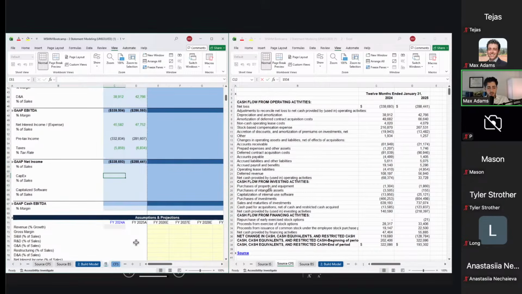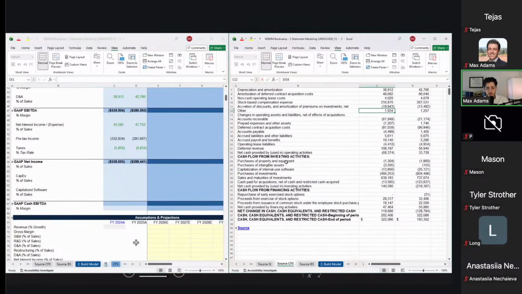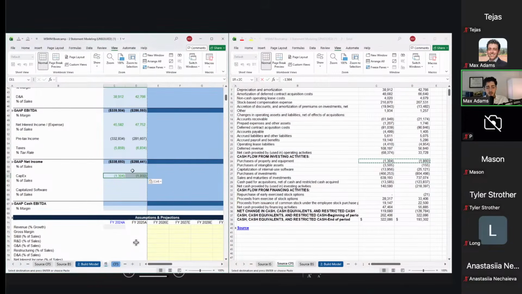Okay, so the next thing we need to figure out here is the capital expenditures. So I'm just going to go over to the cash flow statement and link up purchases of property and equipment. That's basically our PP&E, our CapEx, our capital expenditures. So I'm going to link that over. It's going to be pretty small. And then I'm going to link over capitalized software.